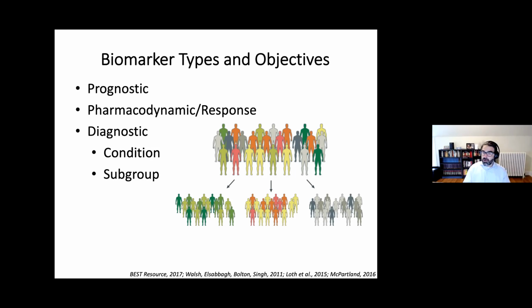Maybe these people that are greener are going to benefit from a certain kind of treatment, and the oranger are going to benefit from a different kind of treatment. And a biomarker could help us do that. And that would be extremely useful.